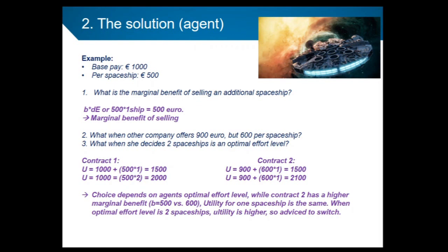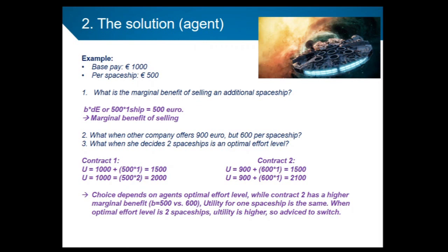Now what when she gets an offer from another firm? If we calculate the utilities for one spaceship, we'll see they are exactly the same, namely 1,500. In the first contract, so the base contract, she gets 1,000 euros a month base pay plus 500 per spaceship, which equals, of course, 1,500. Now, in the second contract, she gets lower base pay but higher variable pay. But for one spaceship, this is still 1,500 because 900 plus 600 still equals 1,500. So they are exactly the same, despite the second contract having higher marginal benefits.